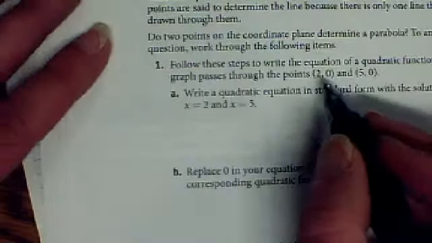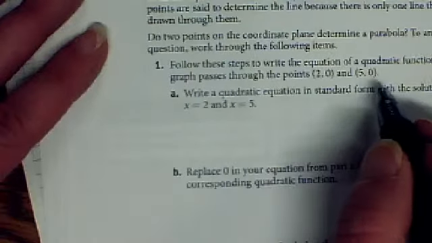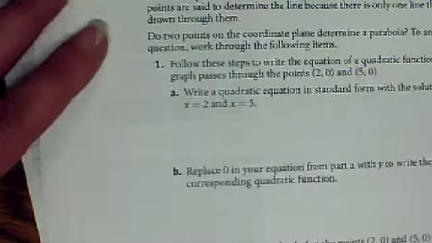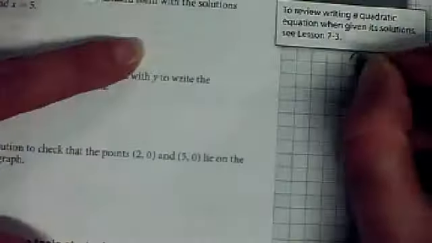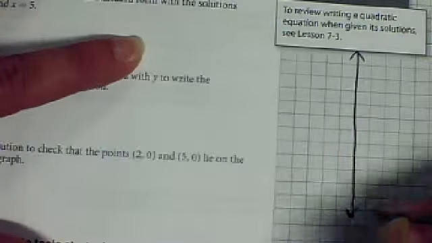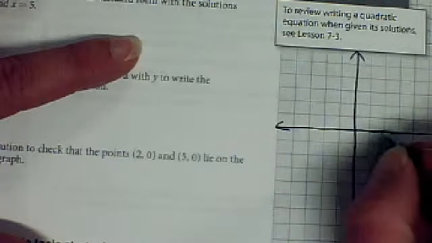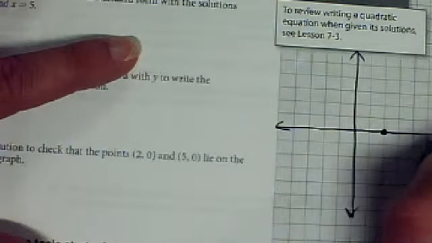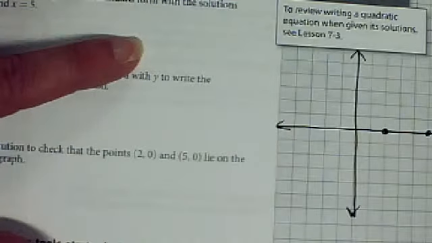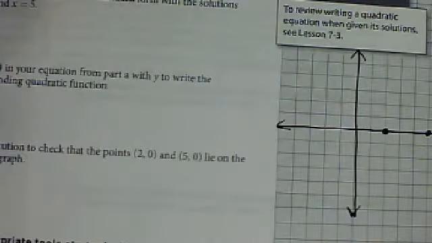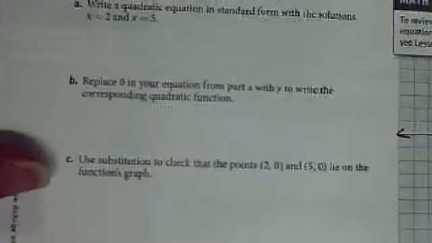So let's start with the points (2, 0) and (5, 0). Let's think about where those 2 points are. (2, 0) would be, see here, 3, 4, 5. So those are x-intercepts. Those would also be solutions if we set our function equal to 0.